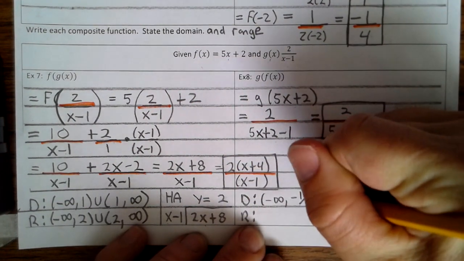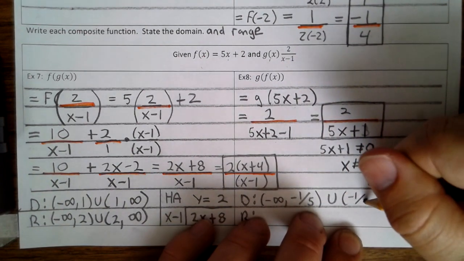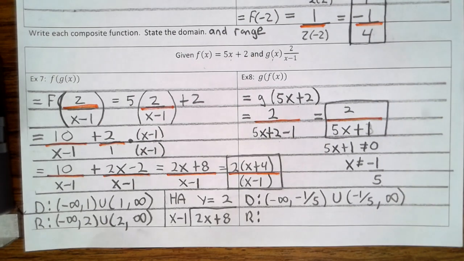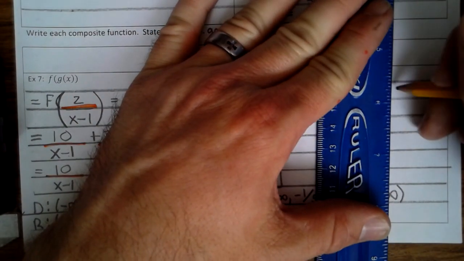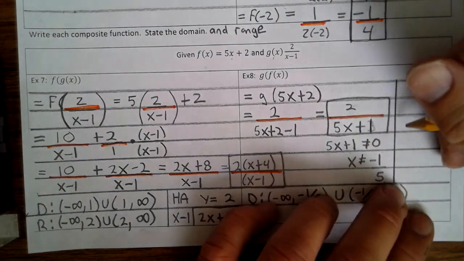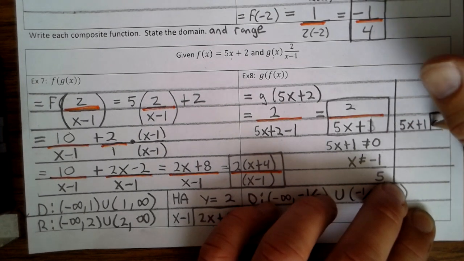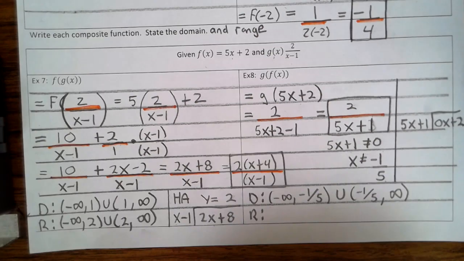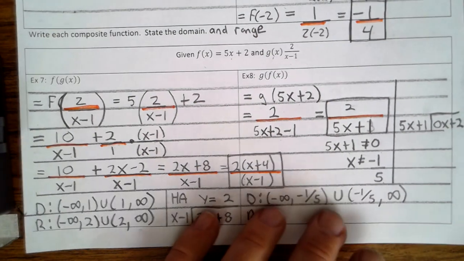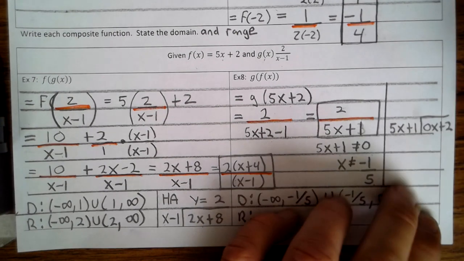Okay? Now, the next thing is we need to look at the horizontal asymptote. So we need to, again, use division. So we're going to take 5x plus 1 divided into 0x plus 2. So what do you multiply 5x by to give you 0x? The answer is 0. So you have a horizontal asymptote at y equals 0. So your range would be negative infinity to 0 or 0 to infinity.